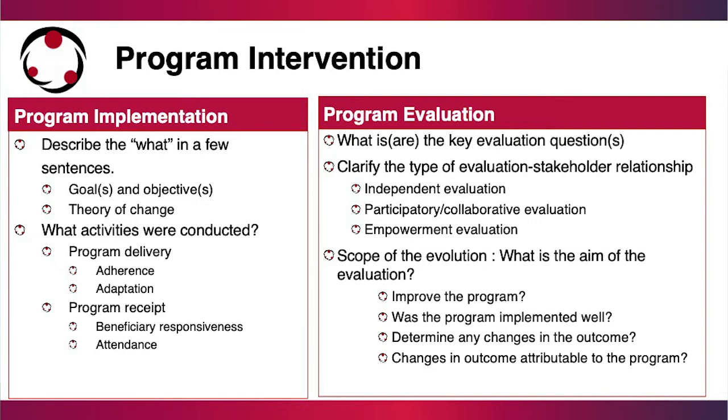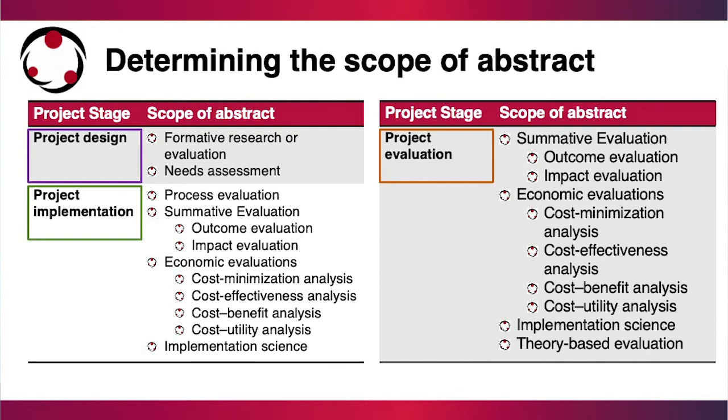For program evaluations, describe the key evaluation questions that were used to guide the evaluation activities. Clarify the type of evaluation. Was this an independent evaluation, a participatory or collaborative evaluation, or an empowerment evaluation? Lastly, you will want to describe the scope or aim of the evaluation program. What was the ultimate goal? Here are the different types of program interventions, implementation projects, and evaluations which can be submitted as abstracts to ICFP.